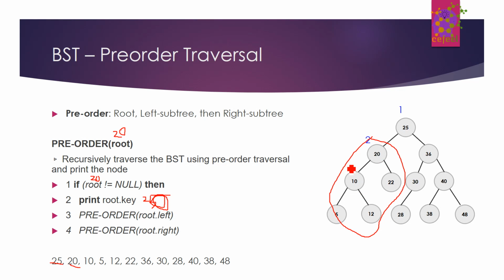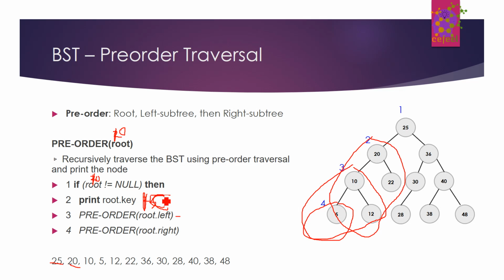Now again this will call pre-order on root.left, which means it will call pre-order on this part of the tree, due to which it will call the method recursively again, and it will pass 10 as the new node, and it will print 10 the next time. Similarly, it will call the next subtree which has only 5, and then 5 will be printed.